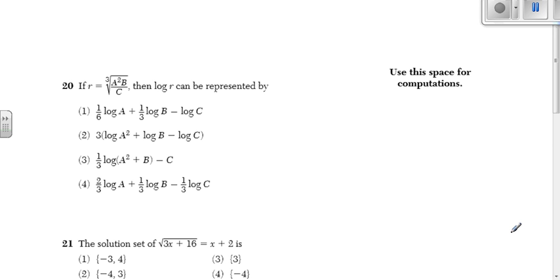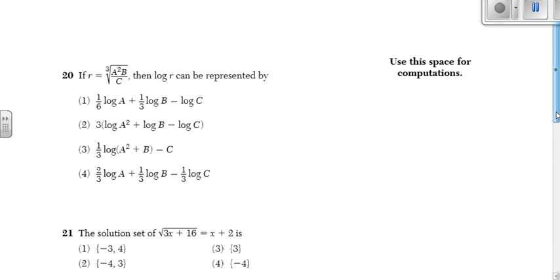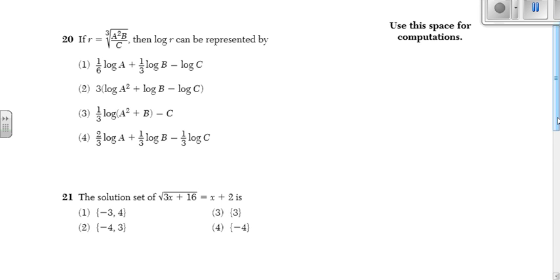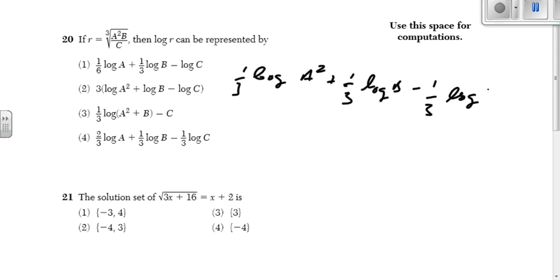Cube root of that in terms of logs. So we're going to go through our log rules, right? So we have log, 1/3 to the outside, so that's the power. A squared plus 1/3 log B minus 1/3 log C. This 2 goes in front, so it's really 2/3 log A plus 1/3 here.